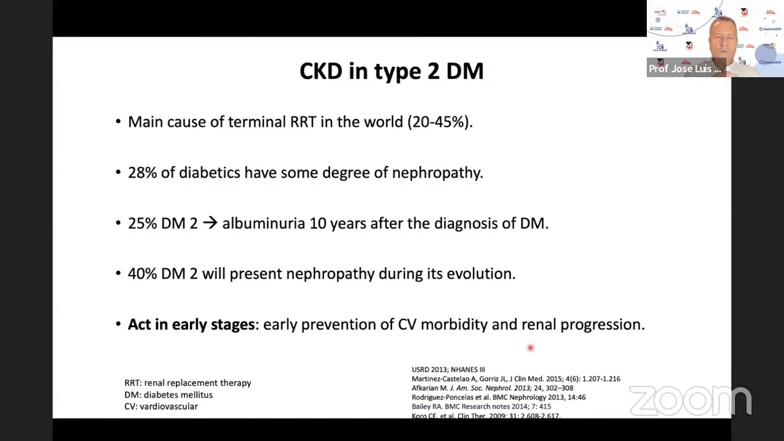So we should act in earlier stages, and this is especially a message for GPs, because they hold the key to the prevention of chronic kidney disease in type 2 diabetes. Early prevention and treatment are needed for cardiovascular morbidity and mortality and for renal progression.